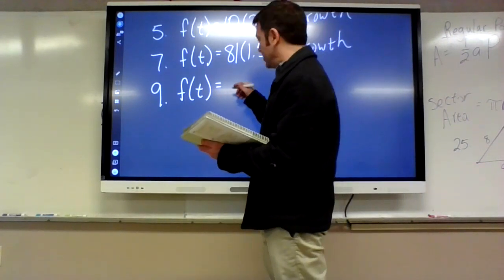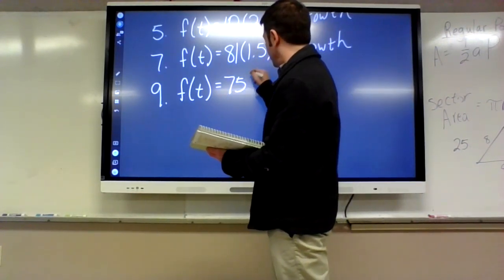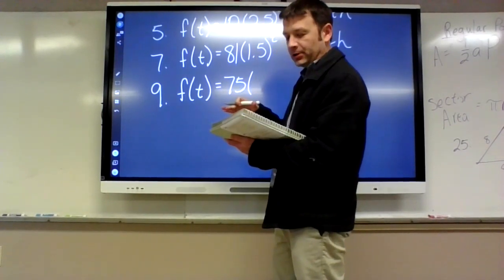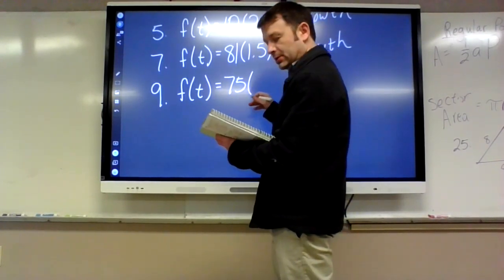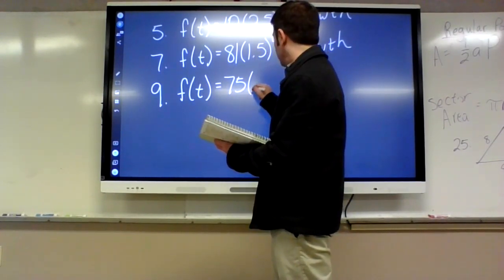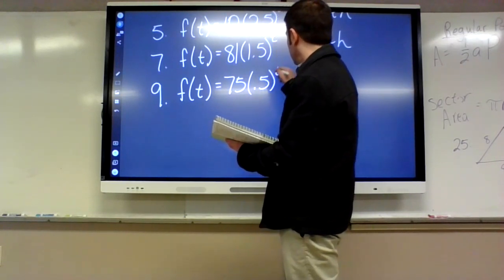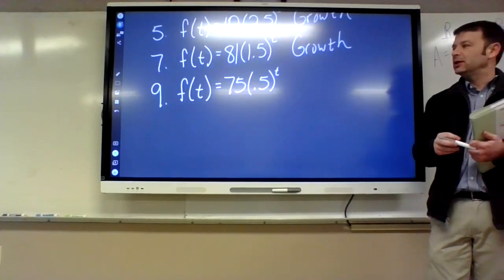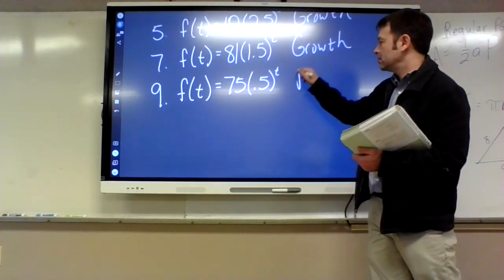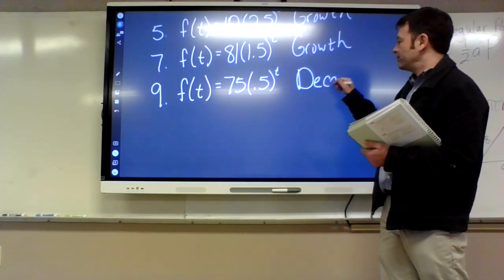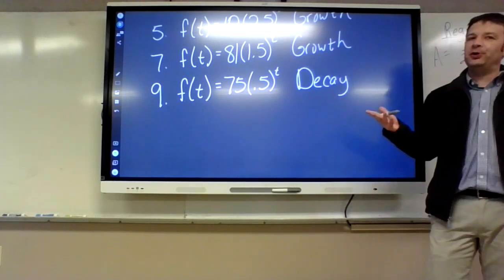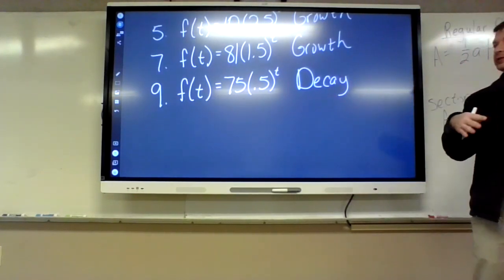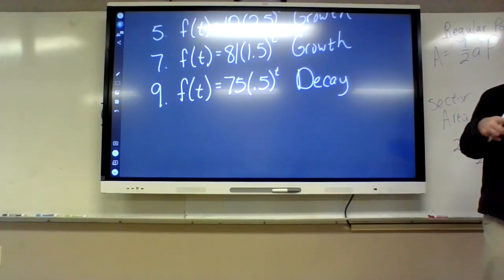Number 9, the initial amount is 75, so put that in front. And the growth factor, not the growth rate, is 0.5. And then always write down whether it's growth or decay, right? Is that a growth or decay? Decay. How did you know it was decay? Because we're multiplying by 0.5. So multiplying by 0.5 means it's going to be half as big as what it was every time.